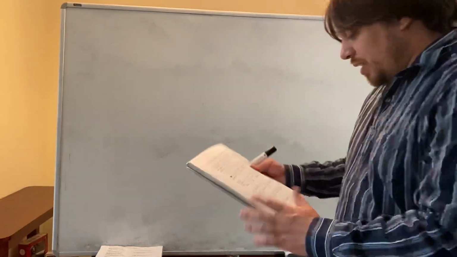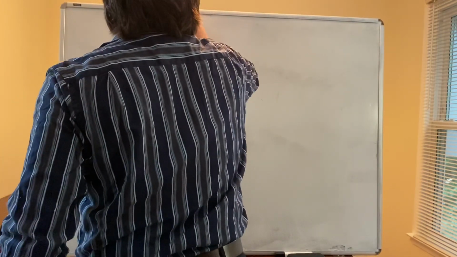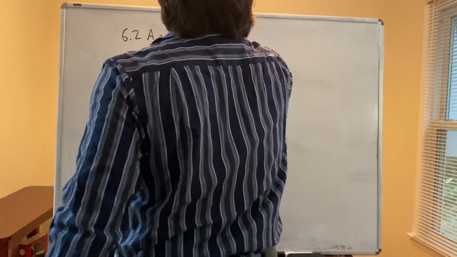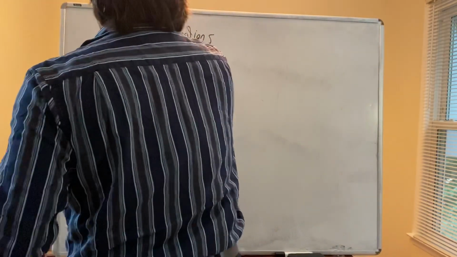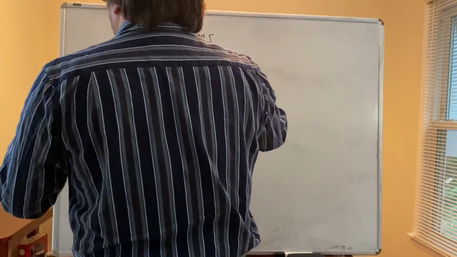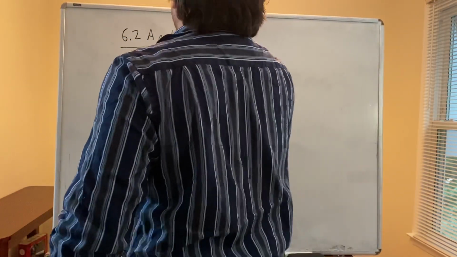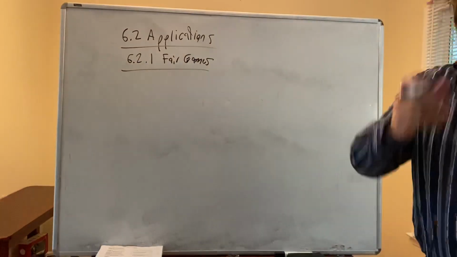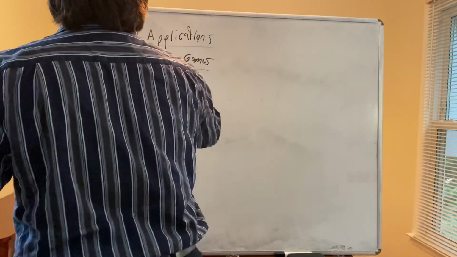Let's continue. So the next section is 6.2 on applications. Six point two point one, fair games. Okay, so one application is something called fair games, and so it's section 6.2.1. And so here's the definition of a fair game.